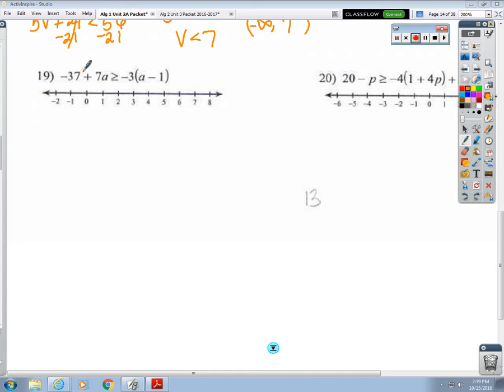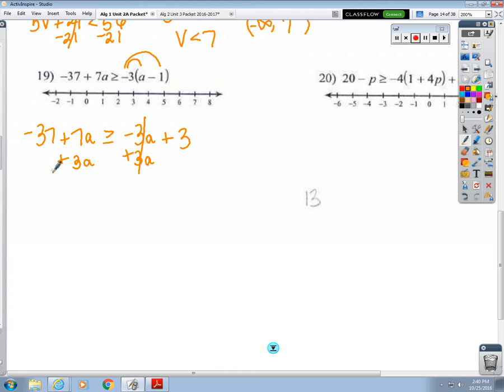Okay, is there anything that you can do on the left side of the inequality sign? No, you can't actually add the 7a to the negative 37 because they're not like terms. But on the right side, what can you do? Distributive property. Negative 3 times A is, and negative 3 times negative 1 is positive 3. Okay, now at this point, we have 4 different options, but we like our variable to be on the left side, so in that case, what should we do? Add 3A to the left side.